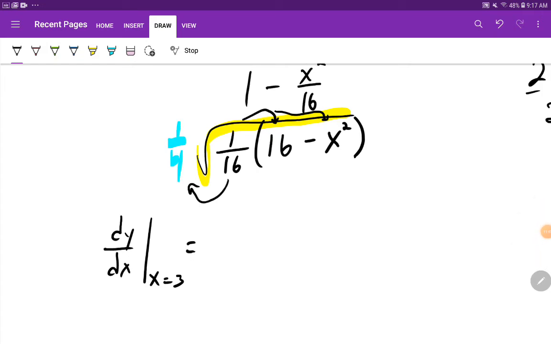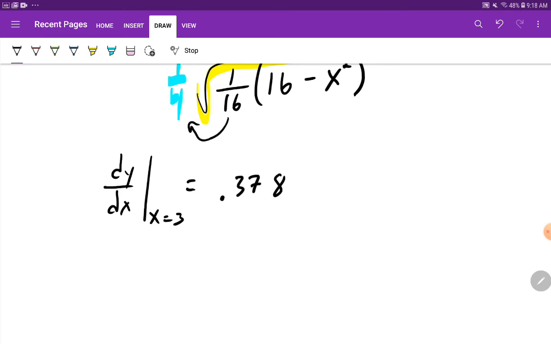And I got 0.378. I'm going to save this value in my calculator. It's 0.377964473, yada, yada, yada. All right, so I'm going to save that value in my calculator, but on paper, I'm just going to round it to 0.378.